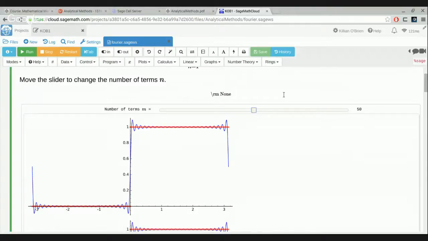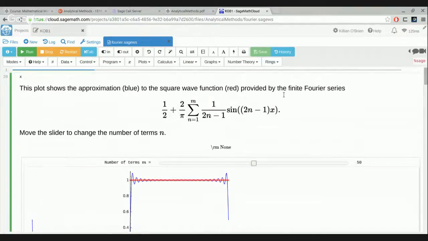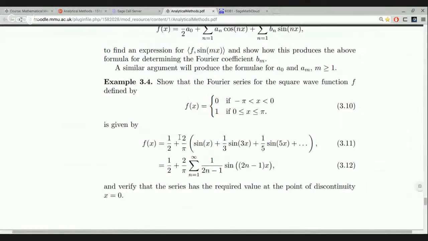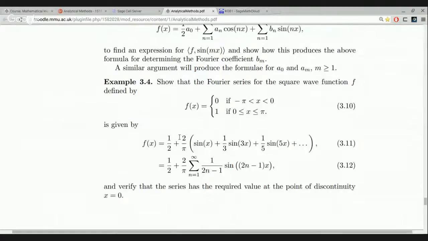So what we'd like to do now, working through this example, is actually derive this Fourier series for ourselves. Okay, so this is, I think, set here as an exercise. Yeah, this example 3.4 here. So we're going to apply the coefficient formulae to derive this Fourier series for this function.